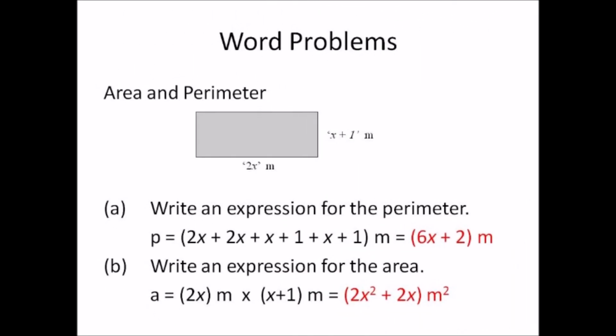Word problem on area and perimeter. The perimeter is 2x plus 2x plus x plus 1 plus x plus 1. Put x's together, you get 6x. Put your numbers together, you get 2. 6x plus 2 meters. For the area it is 2x meters times x plus 1 meters. Multiply 2x by x plus 1, you get 2x squared plus 2x square meters. That would give you the area for that.